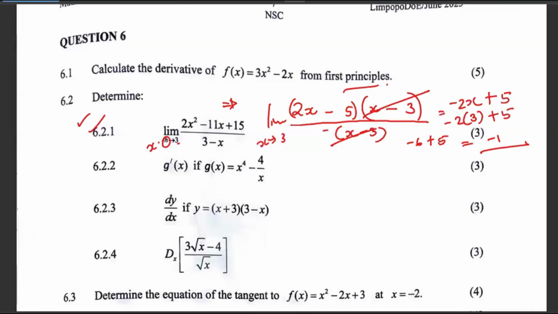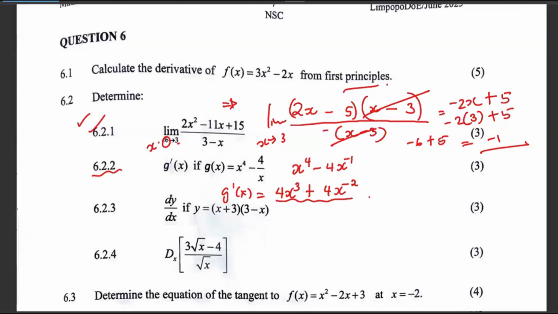All right, then 6.2.2. They want us to find the first derivative of g if g of x is this. So the tricky part is just for us to move the x to the top so that we have x to the 4 minus 4x to the negative 1. Then our first derivative is just going to be 4x cubed plus 4x to the negative 2. So that's the answer to the question.